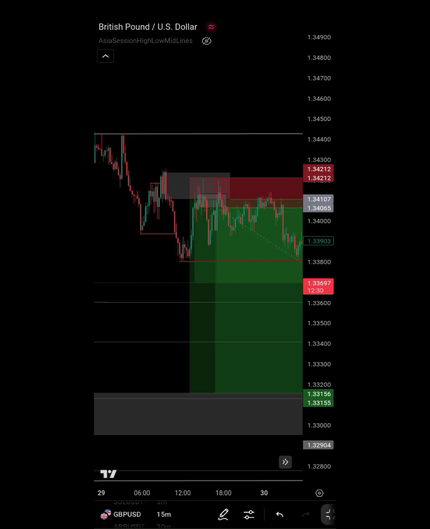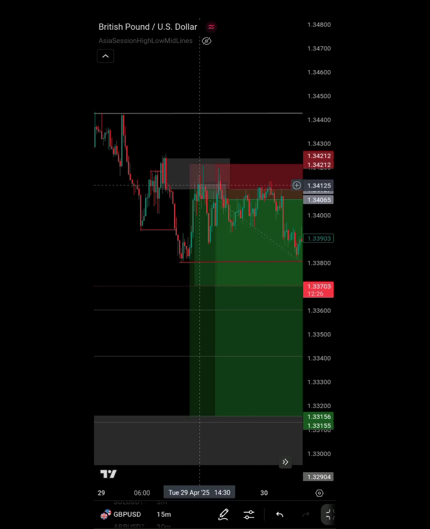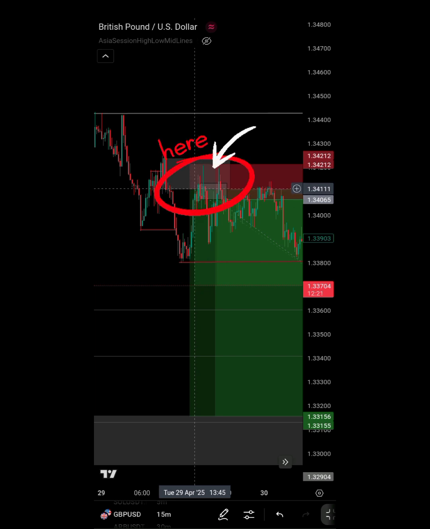price moves. So right now you can see yesterday, we got triggered on this trade around 1:45 p.m. of yesterday, which is the 29th. Today is the 30th. So yesterday was the 29th, around 1:45 p.m.